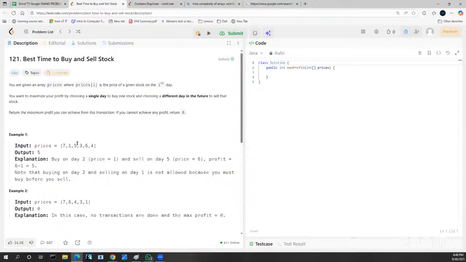Yeah, you have to sell at the maximum price because we have to gain maximum profit. So the highest price is 6. To optimize your profit, we have to sell at 6. The lowest price is 1 and the highest price is 6 in this whole array. So the maximum profit can be achieved by buying at 1 and selling at 6, which is 6 minus 1, 5. And the output is 5 here. Okay?